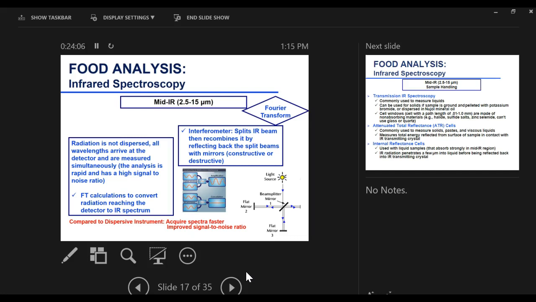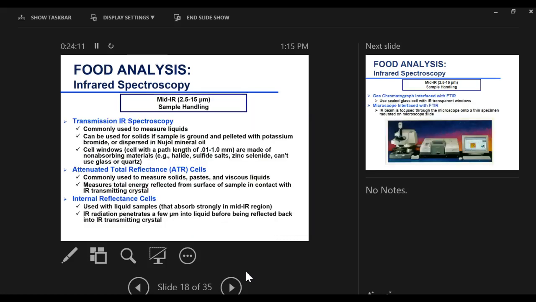So you can measure transmission or you can measure reflectance. Transmission is mostly when you have a liquid sample. So your light goes in, and then whatever is not absorbed goes out, gets transmitted. So it's mostly for liquid samples. If you want to use solid samples, you can, but then you have to pack it with potassium bromide or disperse it in a mineral oil. Then the light can be transmitted through, and some molecules can absorb part of that light.